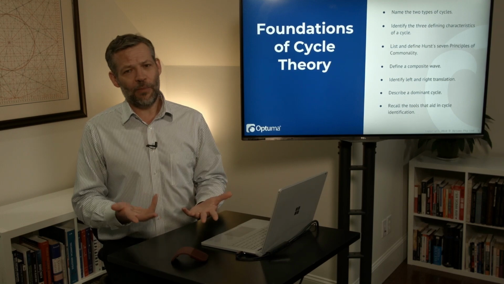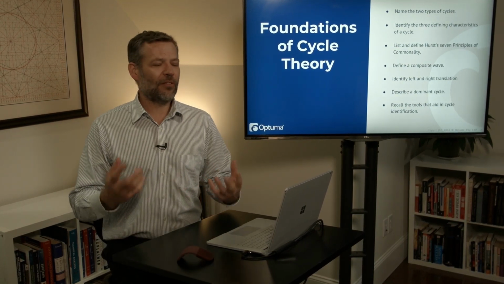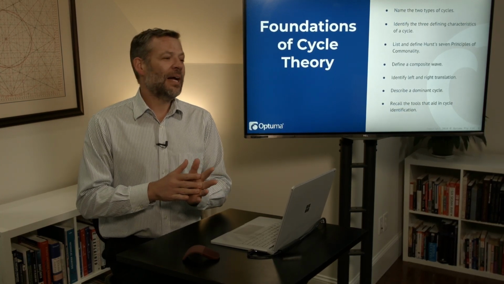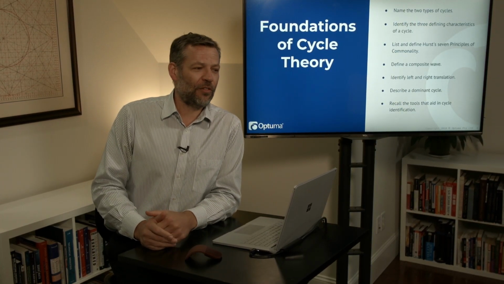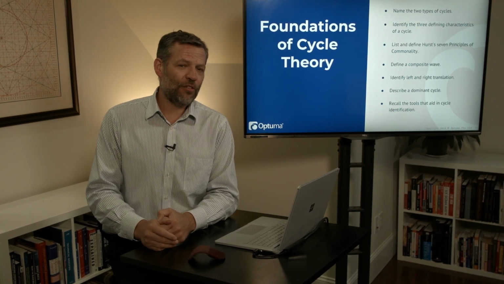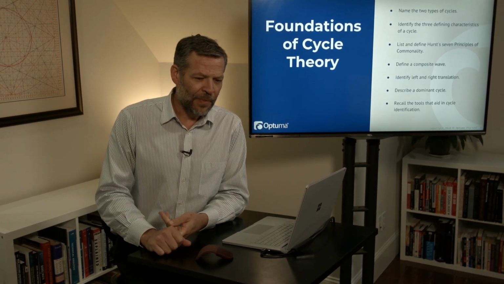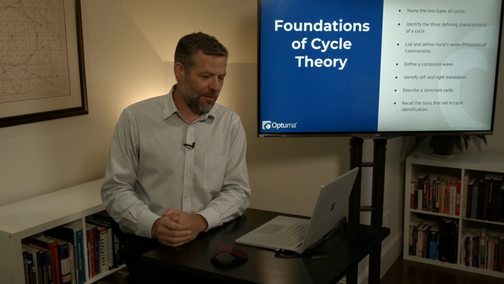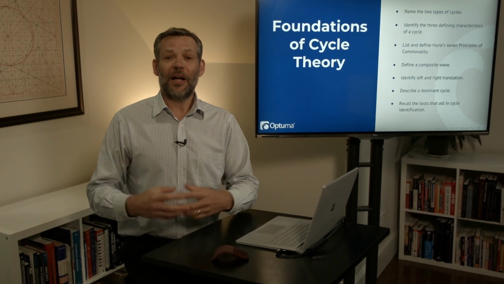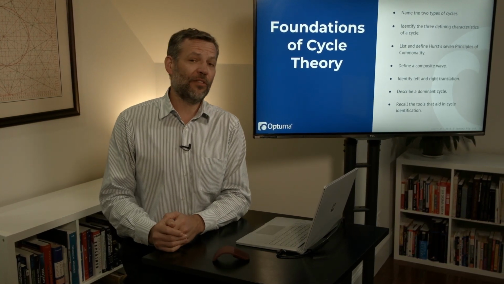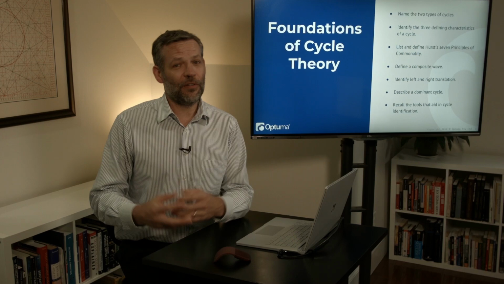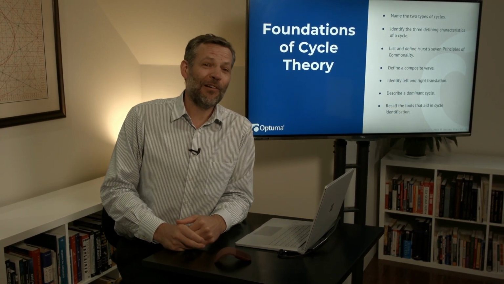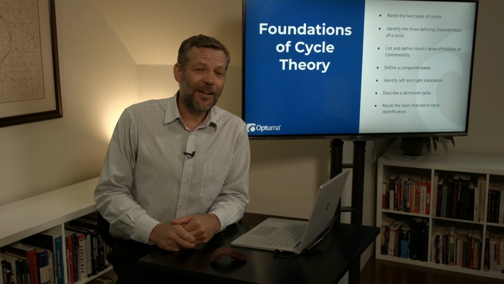So a few things we're going to be talking about is obviously looking at the two types of cycles, etc. Identifying the three defining characteristics of a cycle, list the Hurst's 7 principles of commonality. Now, J.M. Hurst was a NASA aeronautical engineer in the 1960s. A group of traders actually asked him to come in and help them look for cycles and try to identify cycles in market data. And so obviously he had access to NASA resources, and so he was using those mainframe resources trying to find cycles.